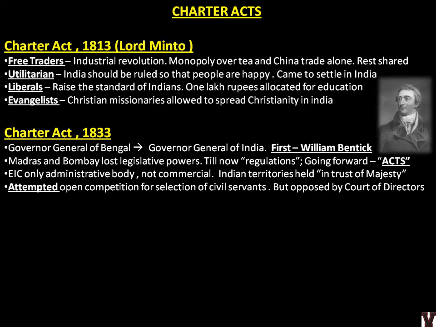EIC became only an administrative body and not commercial. So trade, everything is ended. No more trade for the East India Company. Just administer the few possessions, and that too in the name of the Majesty, the Queen or the Crown.